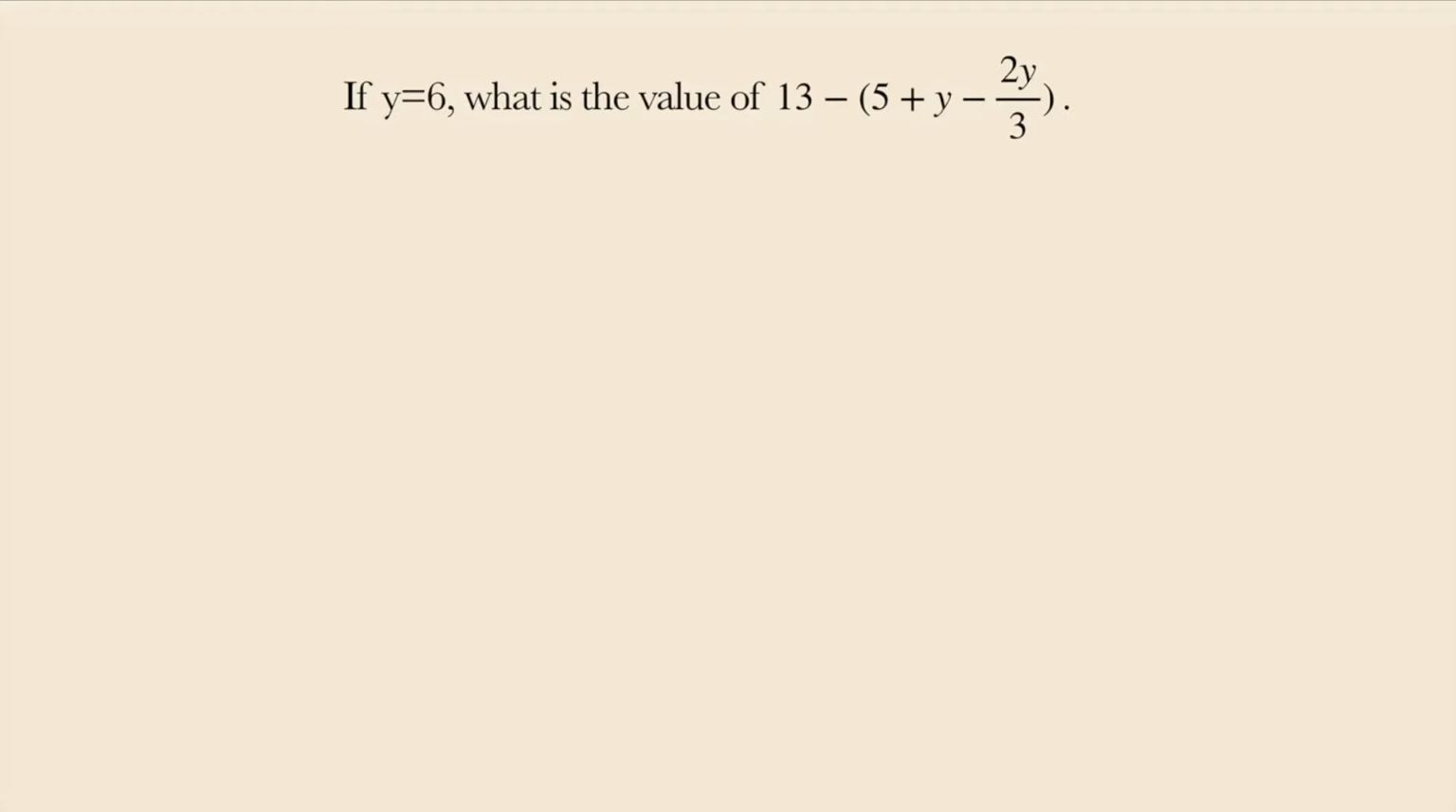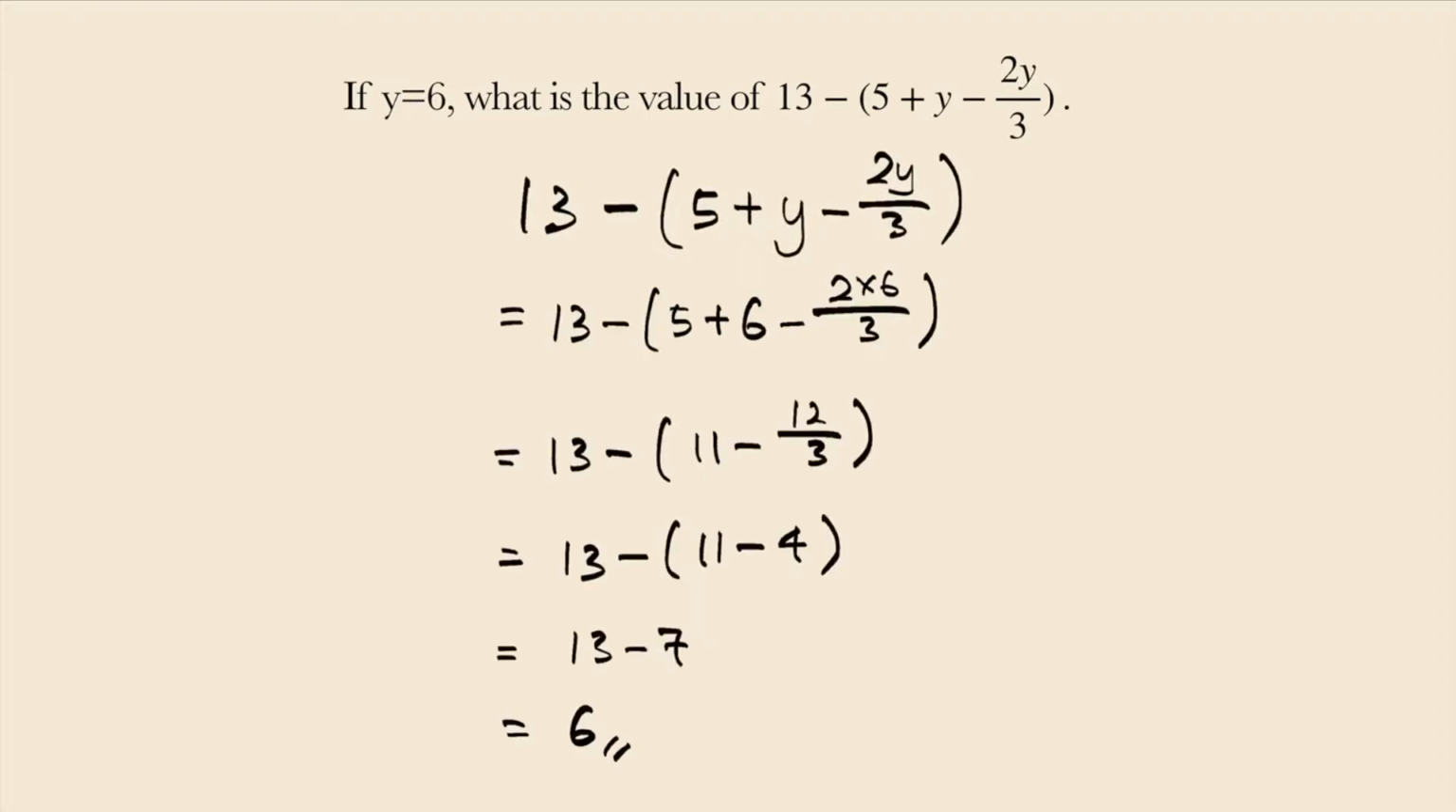Right, for this question, we have two instances of y within the parentheses. So let's do this by substituting y with 6, and then we'll work out everything in here, starting with multiplication and division. Okay, and after that, evaluate this, that's a 7, and finally, the answer is 6.